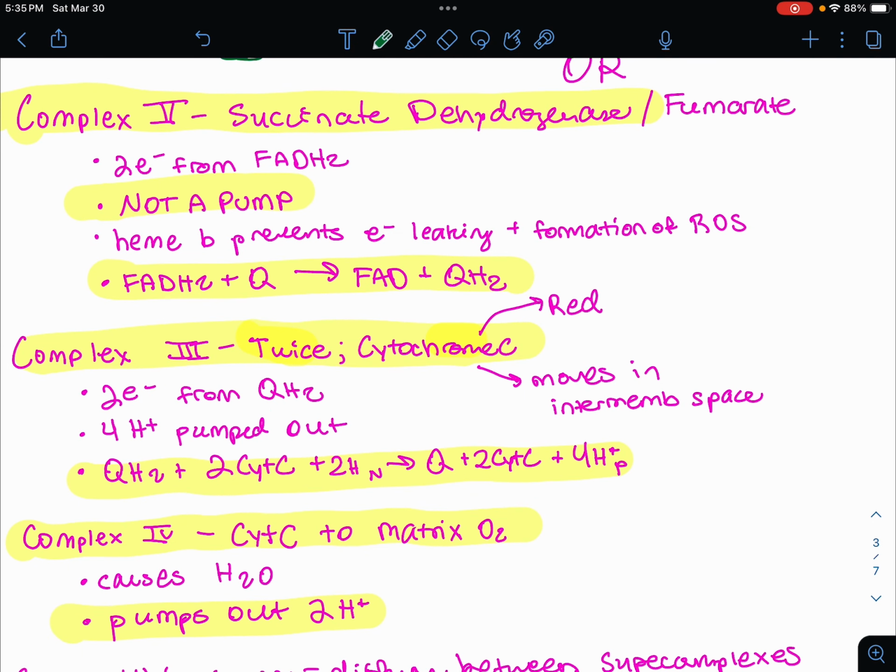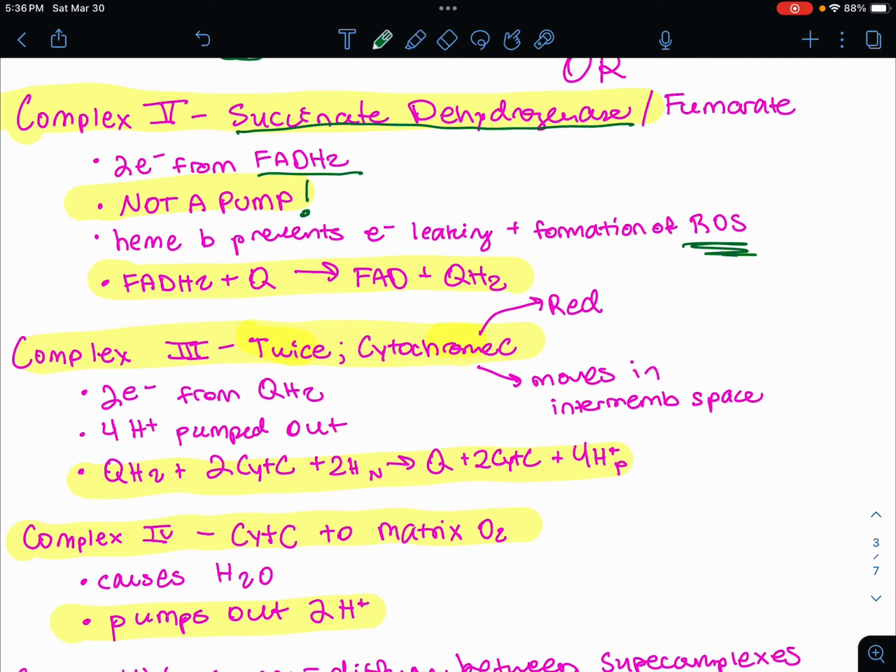Okay, complex number 2 is also succinate dehydrogenase from the TCA cycle. This is the one that took our succinate and it became fumarate when we were studying the citric acid cycle. Again, this is going to take 2 electrons from FADH2 this time. It's not a proton pump, so this one does not pump out any hydrogens into the intermembrane space. The heme B prevents electrons from leaking and the formation of reactive oxygen species. We don't want those ever formed.